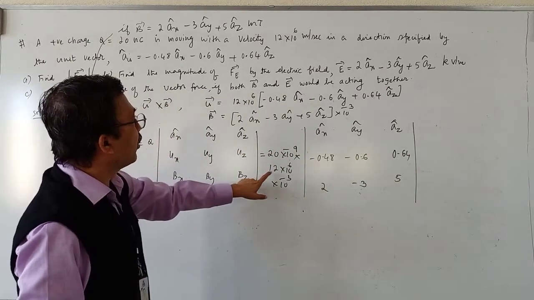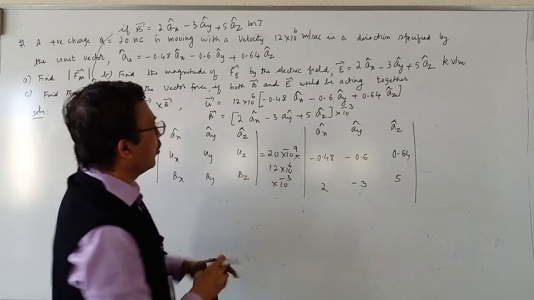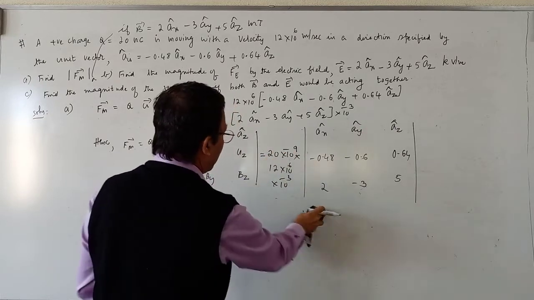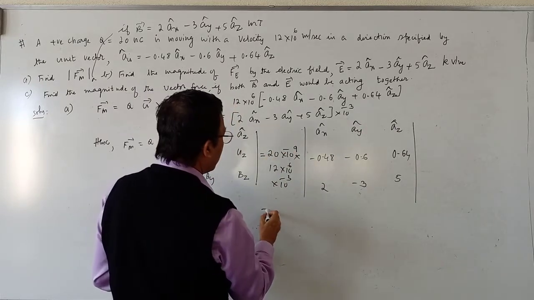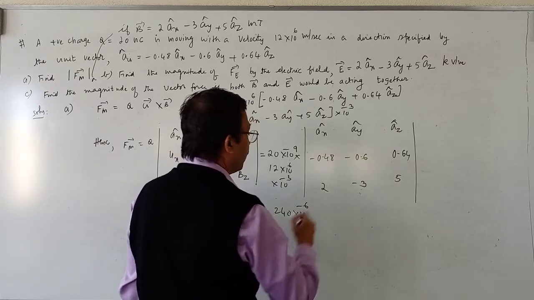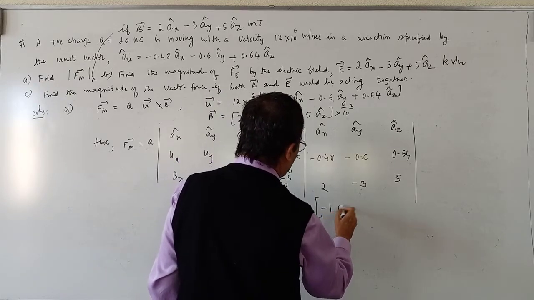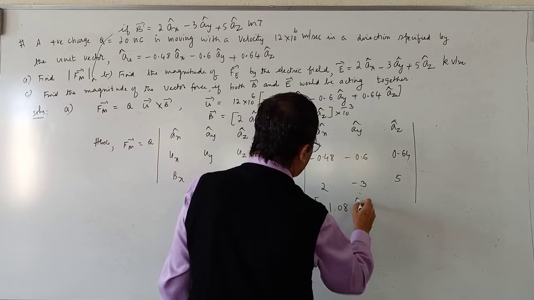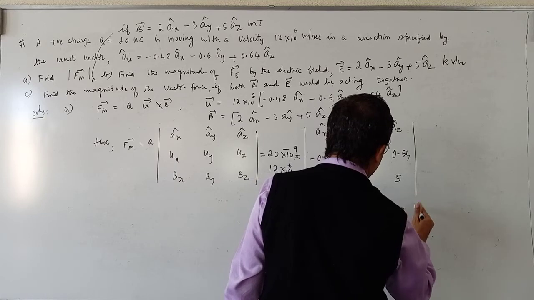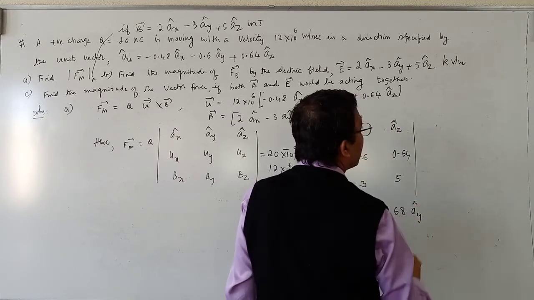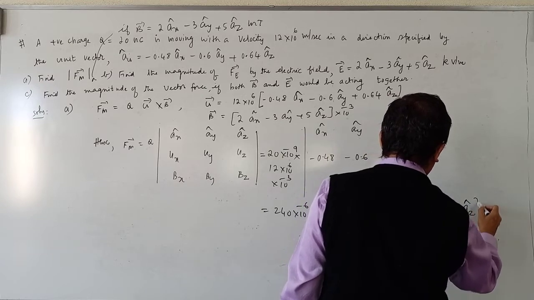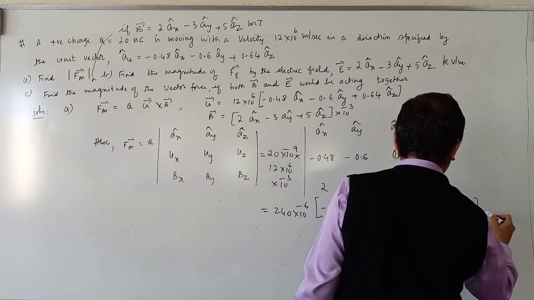So this 12 into 10 to the power 6 is taken out, 10 to the power minus 3 also is taken out of the determinant. Now expand the determinant, the answer that we are going to get is 240 into 10 to the power minus 6 into minus 1.08 ax cap plus 3.68 ay cap plus 2.64 az cap. Correct? So many newtons.